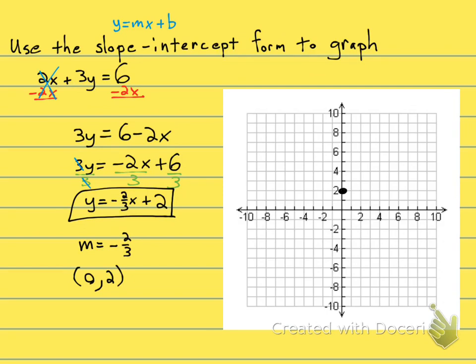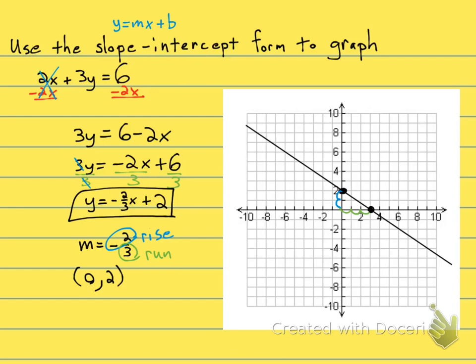And then we're going to use rise over run. Rise over run. So I need to put the negative on the numerator or the denominator. So for this case, I'll call the rise negative 2, and then the run will just be the positive 3. So from that point on the graph, rise negative 2, run positive 3. Here's my next point. Just so happens to be the x-intercept. That doesn't always happen.